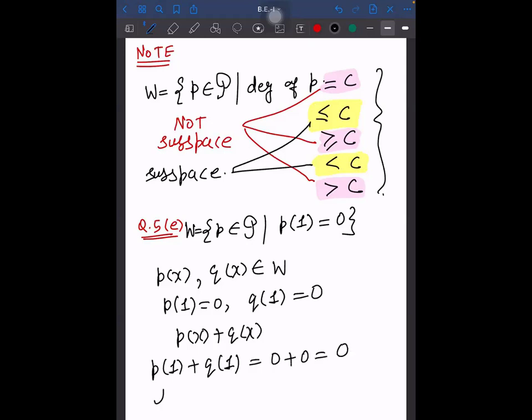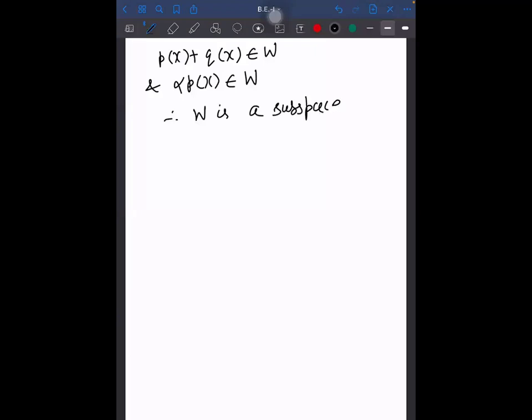And if you take alpha P of x, that means alpha times P of 1. Now you check it at alpha times P of 1, not alpha Px. So that will also be alpha times 0, which is equal to 0. So Px plus Qx belongs to W and alpha Px also belongs to W. So W is a subspace. Are you with me on this?